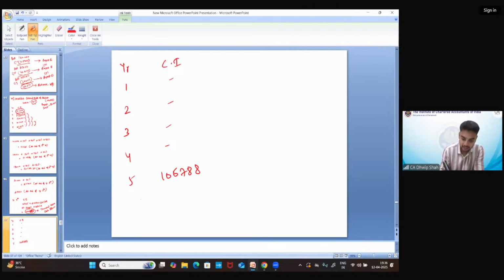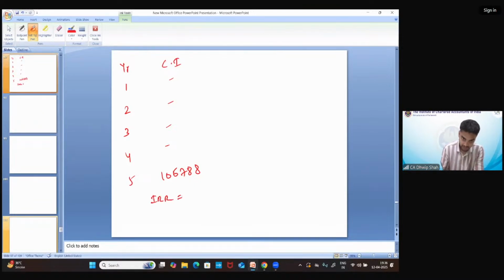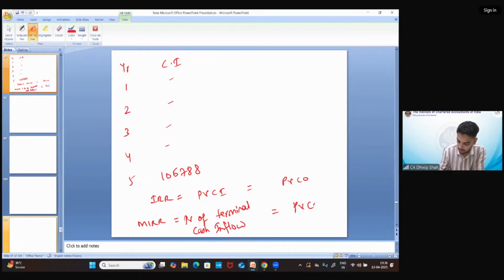So my modified IRR, see what was IRR? IRR is that rate where present value of cash inflow equals present value of cash outflow. Correct? So what would be modified IRR? Modified IRR is that rate where your present value of terminal cash inflow is equal to PVCO. Are you following? This is the only difference. IRR is that rate where your PVCI equals PVCO. But MIRR, modified internal rate of return, is that rate where your present value of terminal cash inflow is equal to present value of cash outflow.